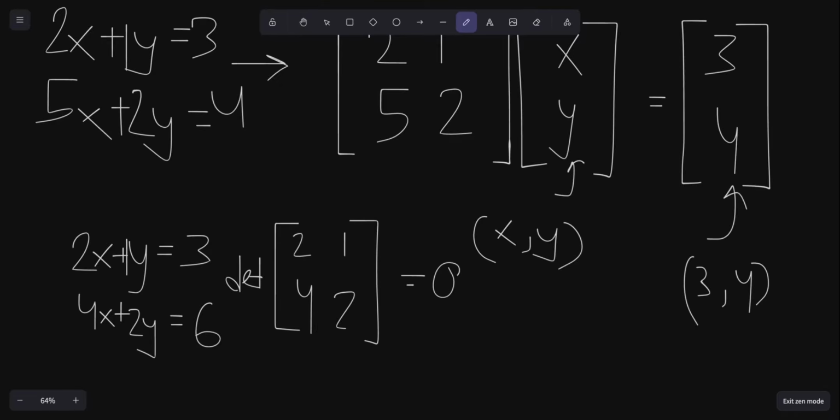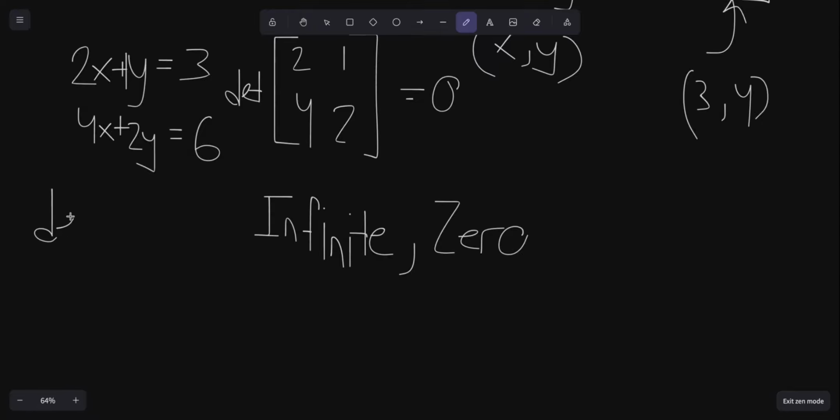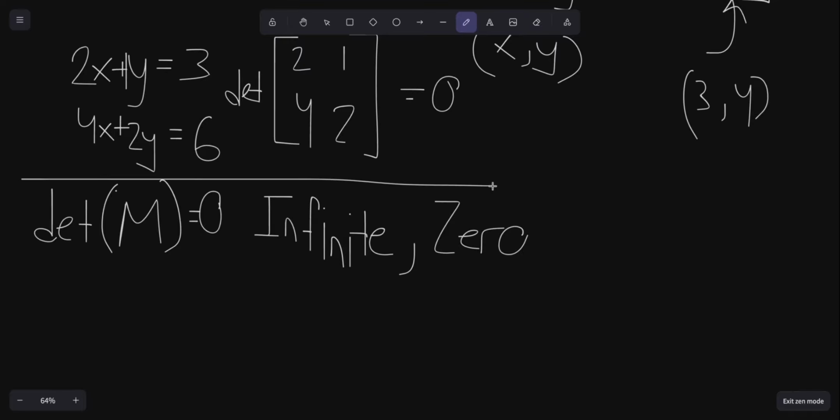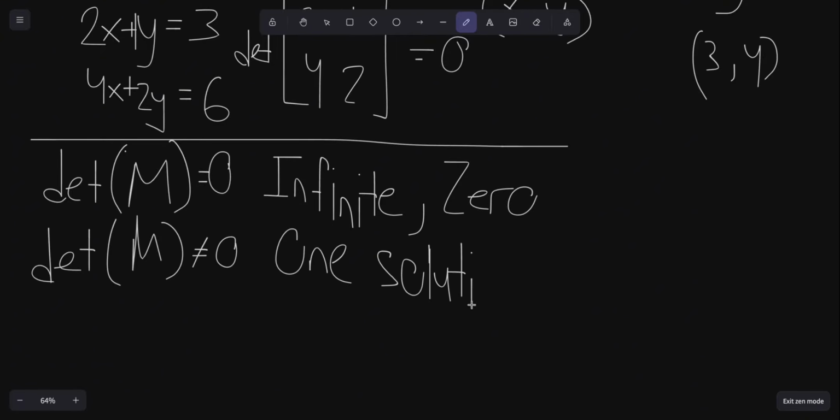If the determinant of the coefficient matrix is equal to 0, you either have infinitely many solutions, which in this case makes sense because this is the same line, right? We just multiplied it by 2, or you have 0 solutions. So I'm just going to write this down. Determinant of, let's say, matrix M is equal to 0, then you have infinitely many solutions, or you have 0 solutions. And if the determinant of your coefficient matrix M is not equal to 0, it's non-zero, then there's only going to be 1 solution. And this is at least for 2x2 matrices.